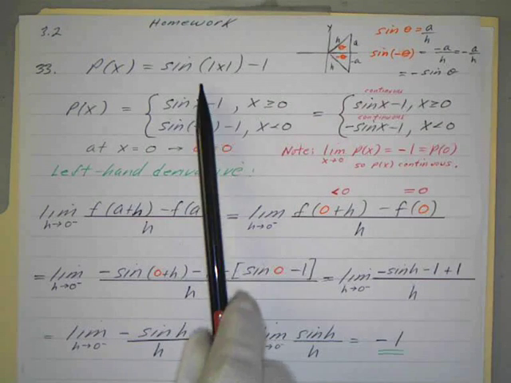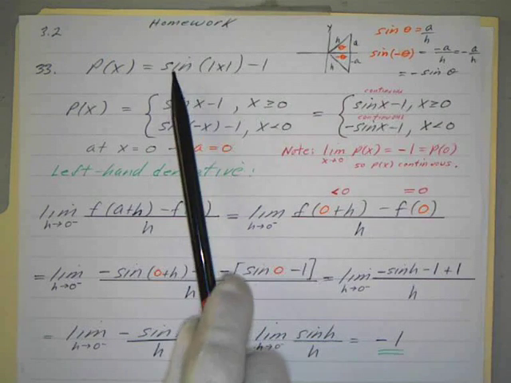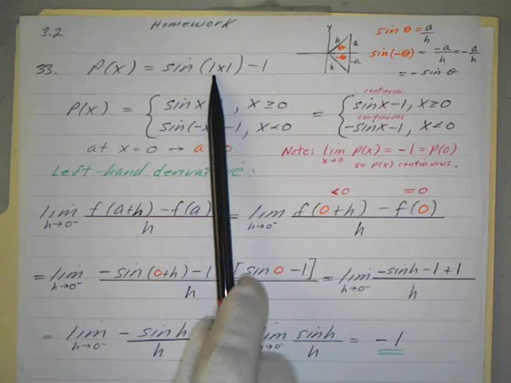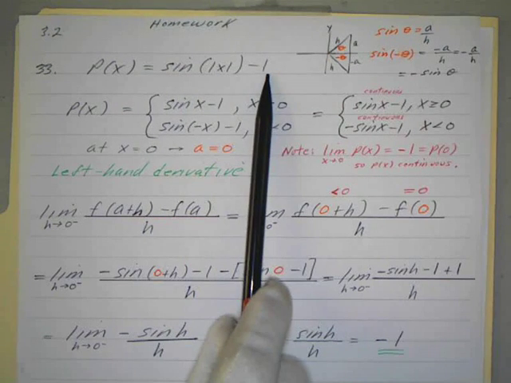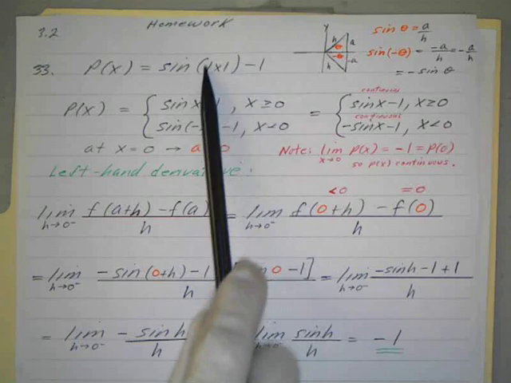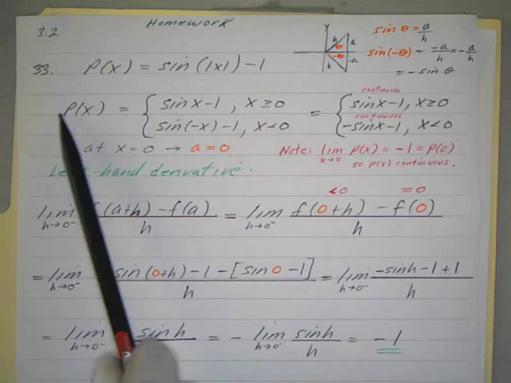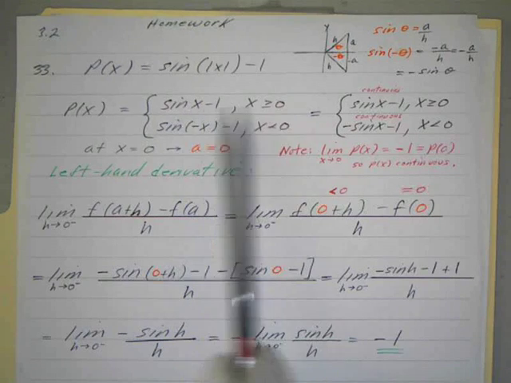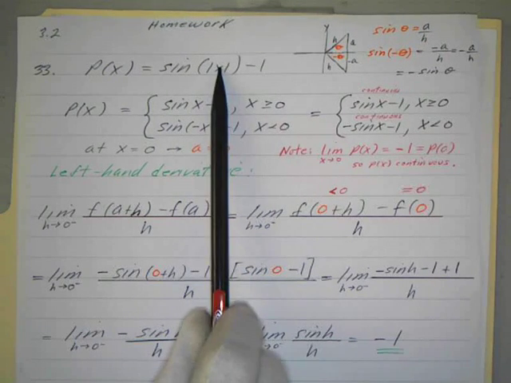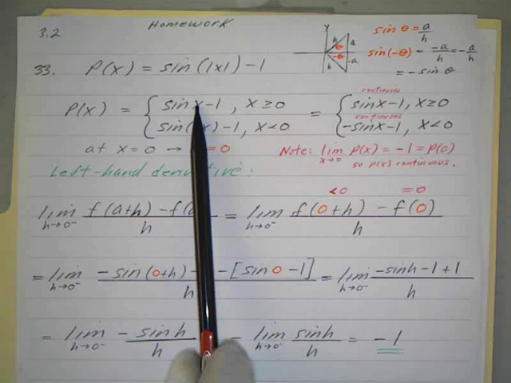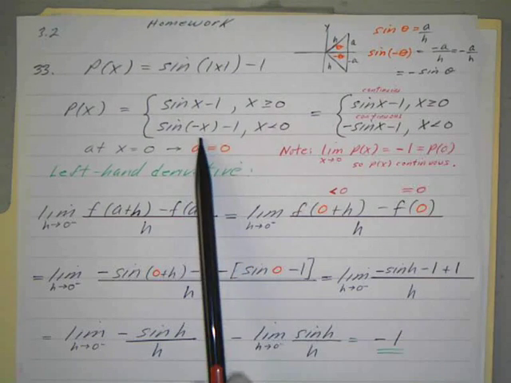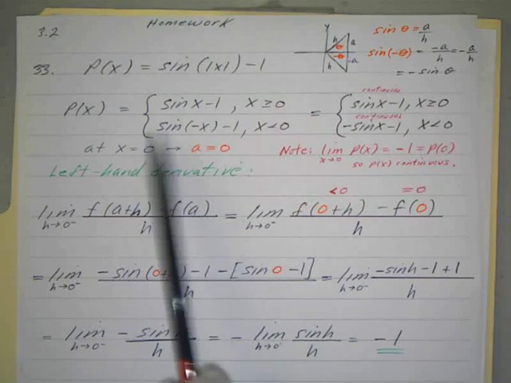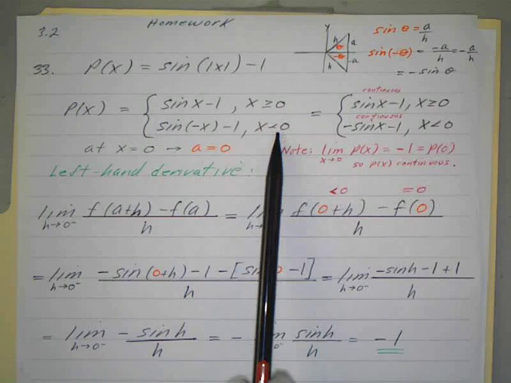But what we have here is an interesting function, because we're talking about the sine of the absolute value of x minus 1. Whenever we have the absolute value, we have to treat this as a piecewise function. So p of x equals the sine of x minus 1 when x is greater than or equal to 0, because that's what the absolute value of x is. But when x is negative, the absolute value of x is negative x. So this is the function p of x when x is less than 0.